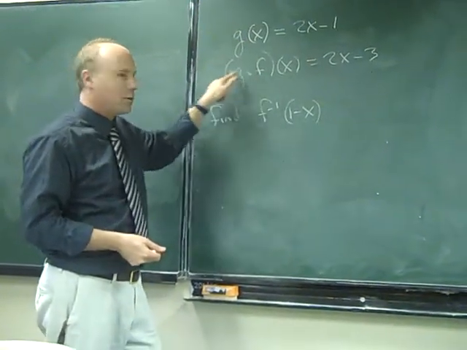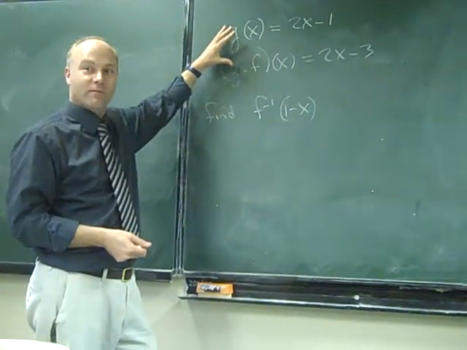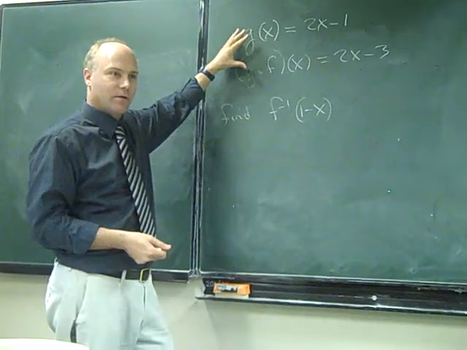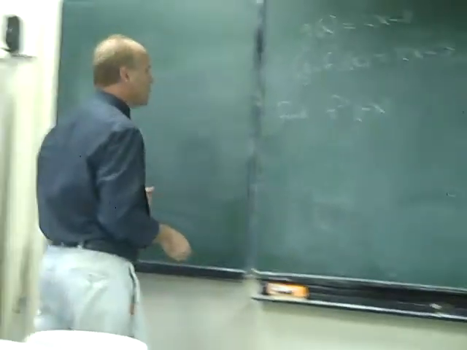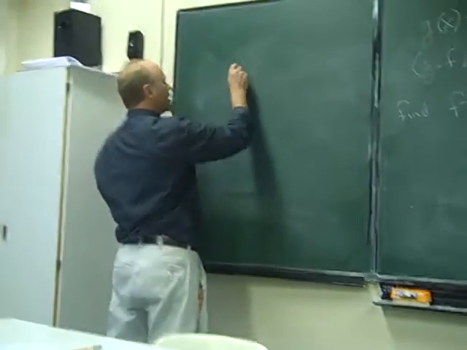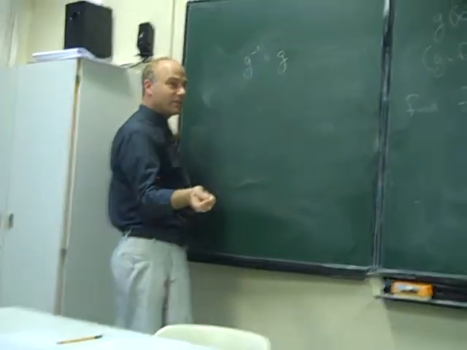They give me G composed with F. They give me G. What do you think we want to get? F. We want to find an F. Okay, that's what we're going to do here. So we recognize that when we take, for example, G inverse composed with G, we get the identity function, right?